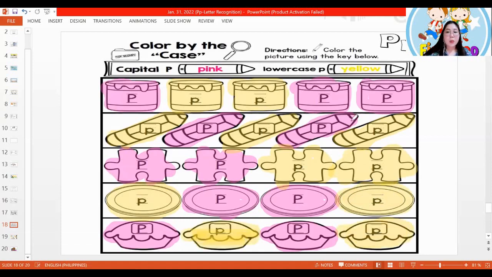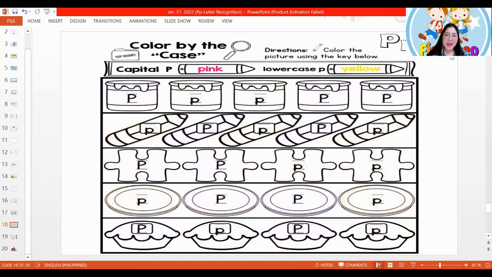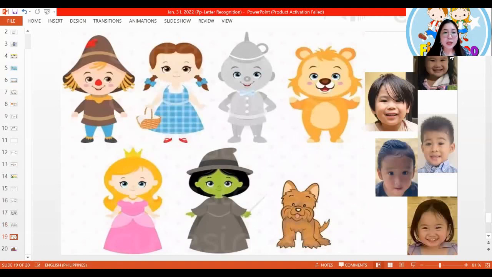All done with our capital and lowercase letter P. And we are also done with our work for today. So what letter did we learn? We learned about the letter P.